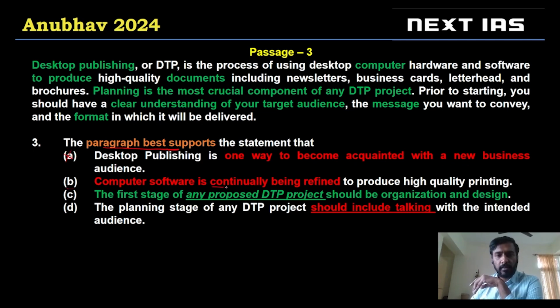Computer software is being continually refined. This may be true, but not discussed in the passage. Nowhere is the rate of change in the software discussed in the passage. So option B is incorrect. Option D says the planning stage of any DTP project, this is acceptable because it's used in the passage, should include talking with the intended audience.